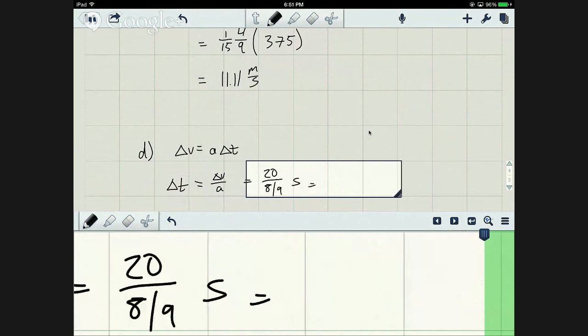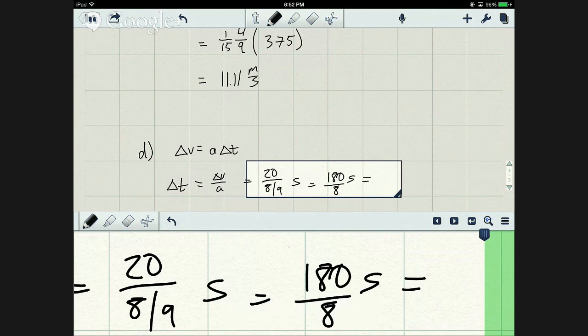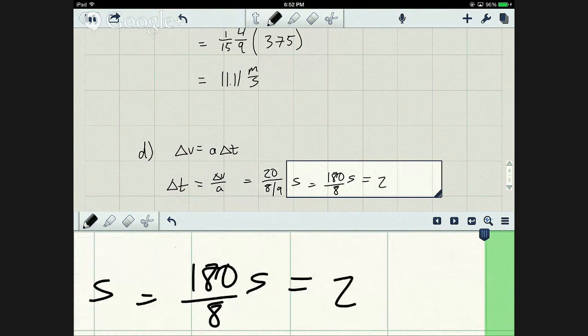This is going to be in seconds. This is going to be 9 times 20, which is 180 over 8 seconds, which is going to be equal to 180 over 8 is, let's see here. You never have to simplify these things. I just do it, see if we get the same answers. 22.5 seconds.